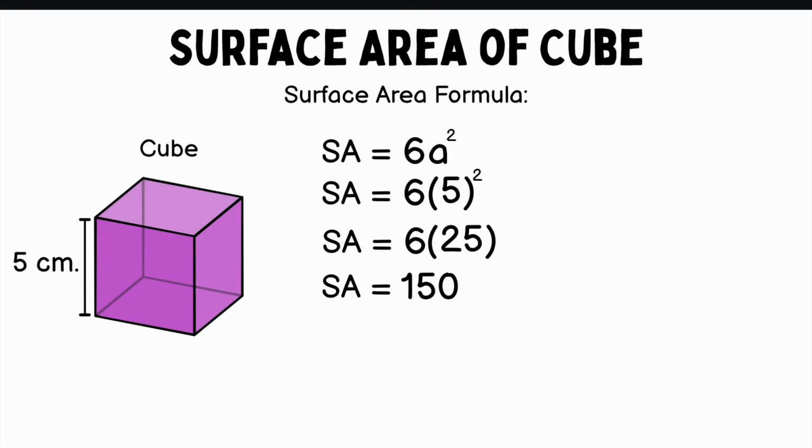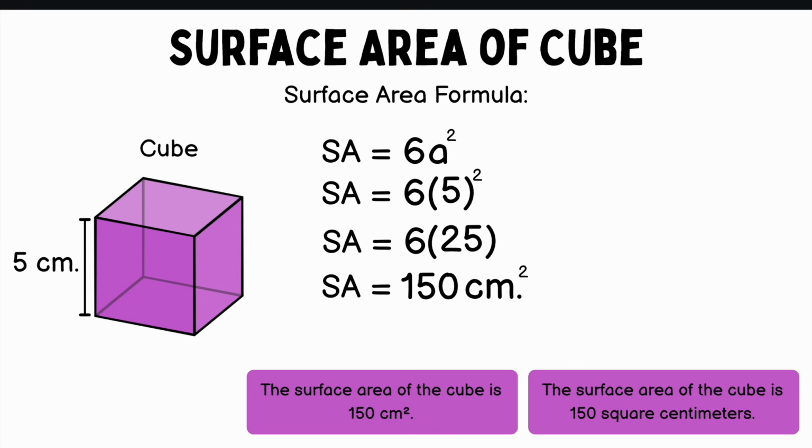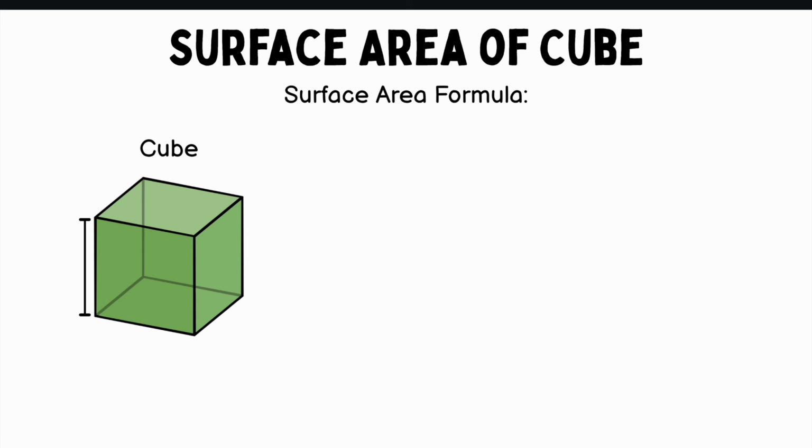That means the surface area is 150 centimeters squared. We can say that the surface area of the cube is 150 centimeters squared. Or we can say the surface area of the cube is 150 square centimeters. This cube has a side length of 20 inches.